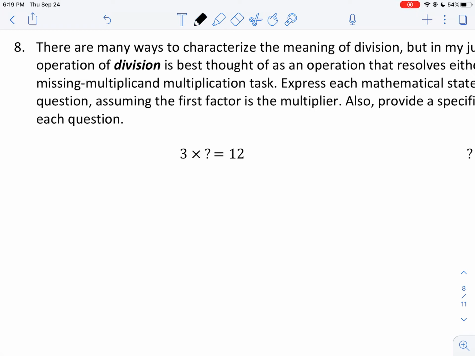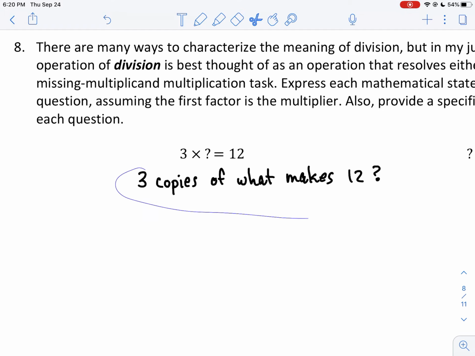All right, so we have 3 times question mark equals 12. And we're going to phrase this as a question. Since 3 is the multiplier, and we know it, we would say 3, and to be general, let's just go with copies. 3 copies of, and then we don't know, of what, equals or makes or results in, we'll say makes 12. Right, here's our question. This is called a missing multiplicand task. We're trying to figure out the amount per copy such that 3 copies of it would make 12.